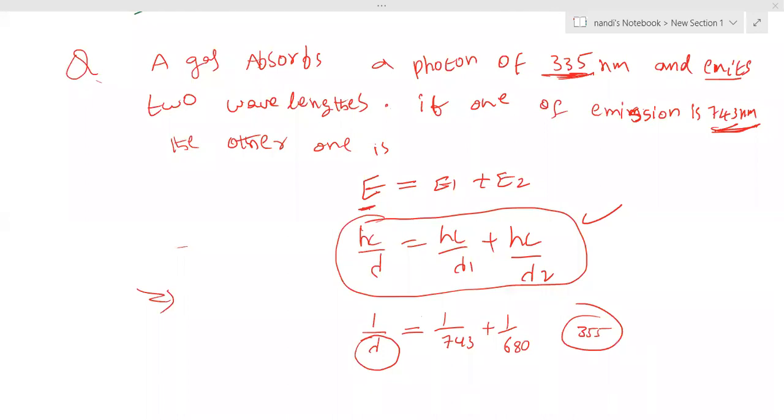So here we are getting 355. What's the lambda here? 1 by lambda. Some people gave 355, some people 335, which is correct? The majority of the people say 355. Sure, 355 only, not 335. Okay, fine.